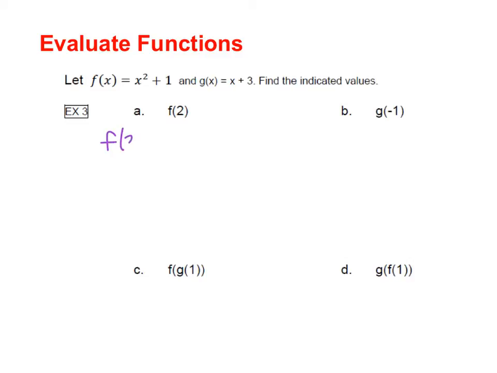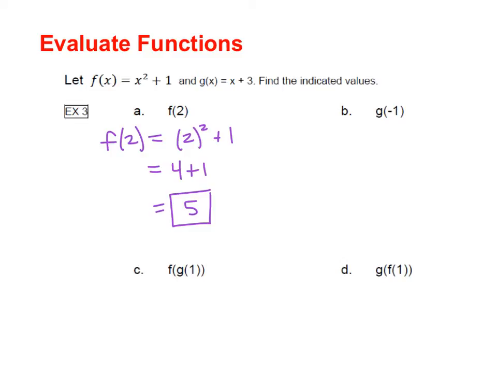F of 2 just means plug 2 in for all of your x's, and plug 2 into the f function. So our f function is x squared plus 1. So we're going to replace the x with a 2 and say 2 squared plus 1. And 2 squared plus 1 is 4 plus 1, which is 5. So f of 2 is equal to 5.